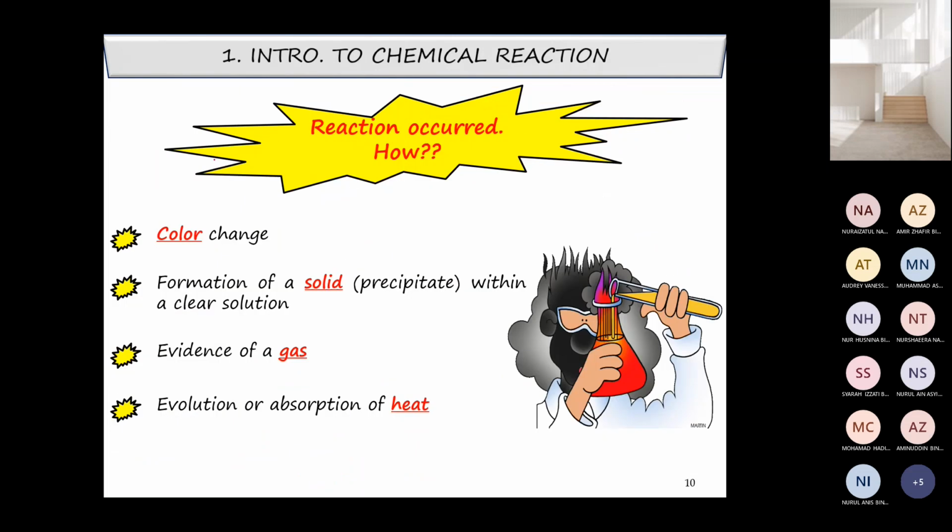Alright, so how does a reaction occur? It shows as a color change, formation of a solid precipitate within a clear solution, evidence of a gas, evolution or absorption of heat. Okay, for example, we can relate it.